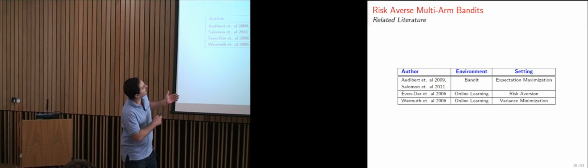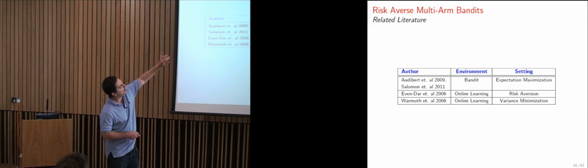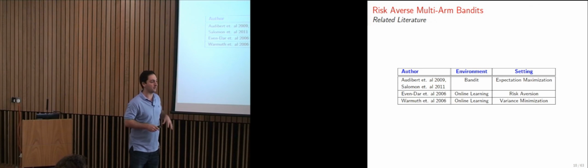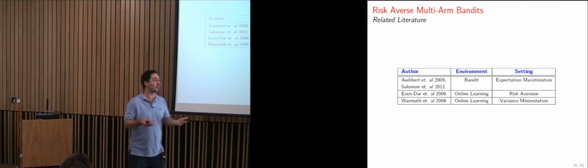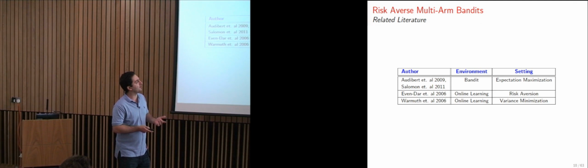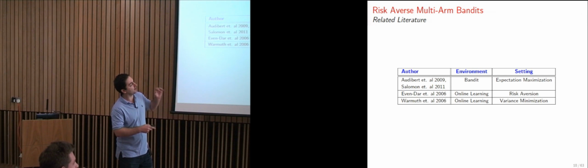Relevant literature that is related to our work, there's a very nice set of papers from Audibert et al. and Salomon et al. in the bandit environment with the standard setting, which is expectation maximization. And they do some really nice analysis on the distribution of the regret. And they show that there's certain risk associated to anytime policies or anytime algorithms. And they go really into detail about that, but they don't talk about changing the selection policy. They still characterize the optimal arm as being the arm with the maximum expectation.